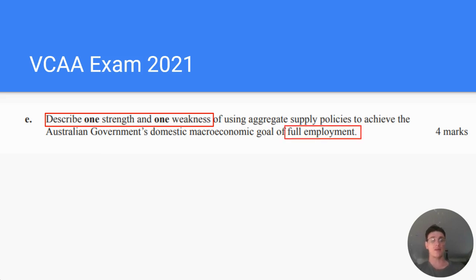The next thing we need to think about is the goal, which is full employment. So we need to be using a strength and weakness to show how it would help and hurt the achievement of full employment. It's 4 marks, so it's the same marking guide, but it could be 6. And it's an aggregate supply policy, obviously, because we're doing aggregate supply policy now. But just check that, because that could just be demand there, and then it's a completely different question. Okay? So let's have a go at a sample answer.